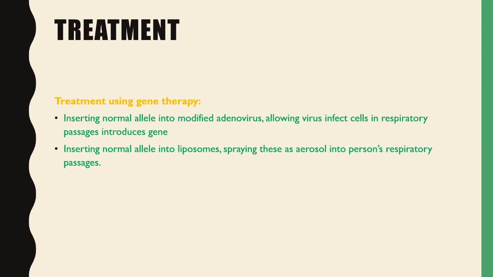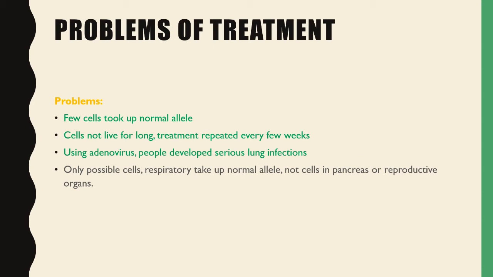The treatment using gene therapy for cystic fibrosis is that you can insert the normal allele, so it doesn't code for cystic fibrosis, into the modified adenovirus, and you can allow this virus to infect the cells in the respiratory passages, introducing the gene, which therefore means cystic fibrosis will not occur. You can also insert the normal allele into a liposome and spray these as an aerosol into the person's respiratory passages. Problems of using this treatment though are that only a few cells will actually take up the normal allele, cells will not live for long, and the treatment needs to be repeated every few weeks.